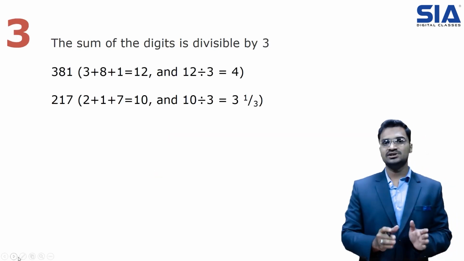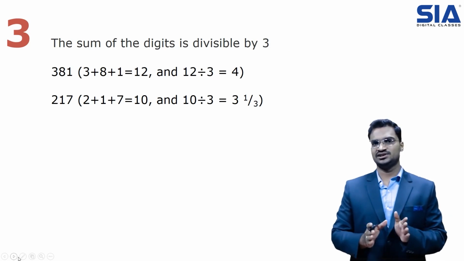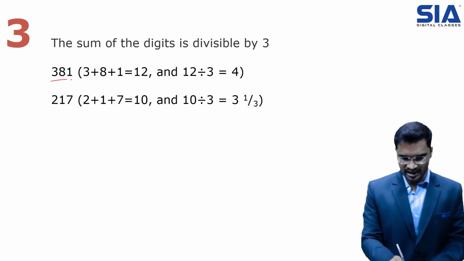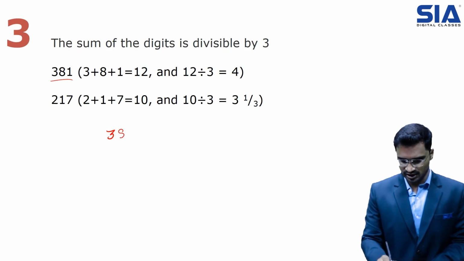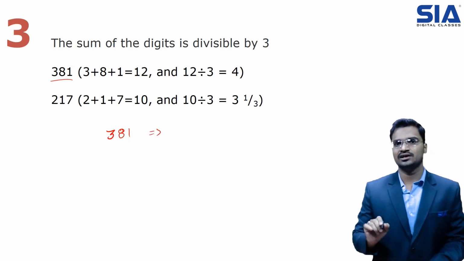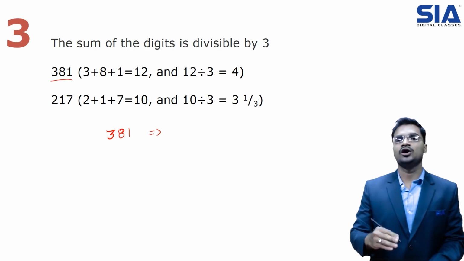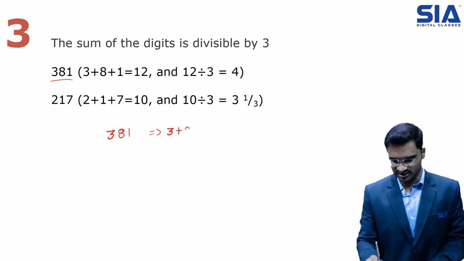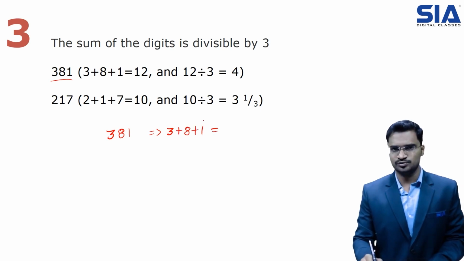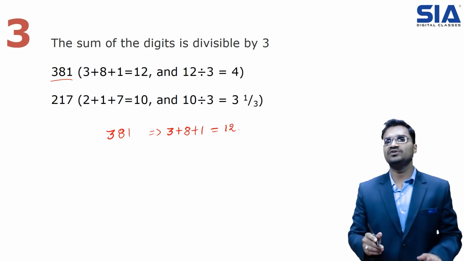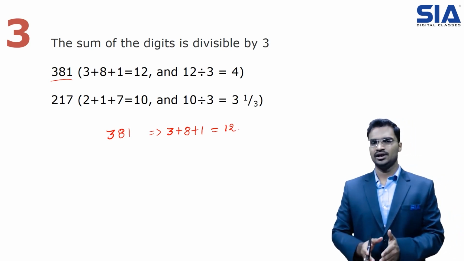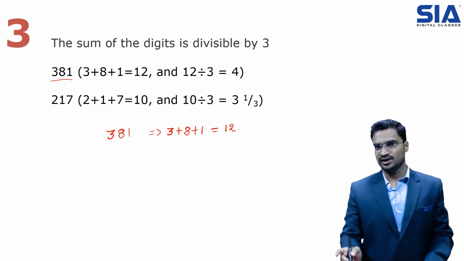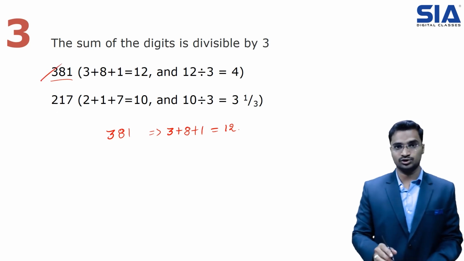Next, the divisibility rule of 3. The divisibility rule of 3 says that the sum of the digits should be divisible by 3. For example, I have 381. Here the digits are 3, 8 and 1. What I have to do is add these 3 digits, which is 3 plus 8 plus 1. This gives me a value of 12. If the value is divisible by 3, then the number is divisible by 3. So 12 is divisible by 3, so 381 is also divisible by 3.